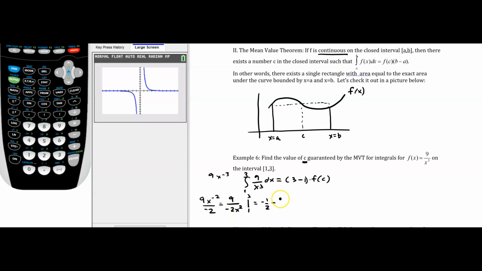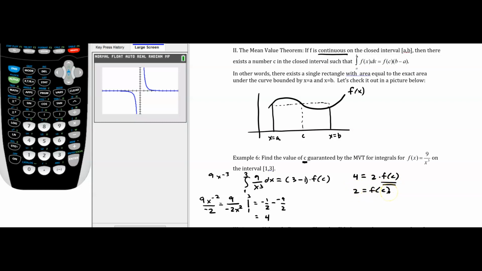And so minus a negative 9/2. And negative 1/2 minus a negative 9/2 becomes negative 1/2 plus 9/2. That is 8/2, or 4. So the definite integral is equal to 4. And on this side, it's actually pretty easy looking. It's just 2 times f of c, which means f of c, the height of that rectangle, would be equal to 4 divided by 2, or 2.